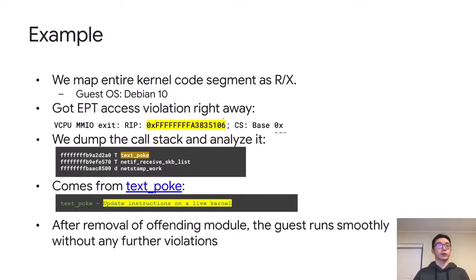So here is a quick example of what it looks like if we turn on the protection. We have a guest running Debian 10. After the kernel boots, we map the entire kernel code segment as read and executable. We got a bunch of EPT violations right away. But if we go through the call stack for each of them, it comes back to the same function, which is textbook. The description of this function clearly says it's trying to update instructions on a live kernel. So this is a valid case for kernel modifications.